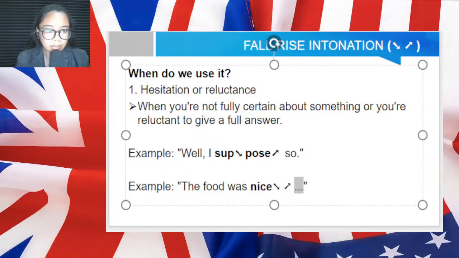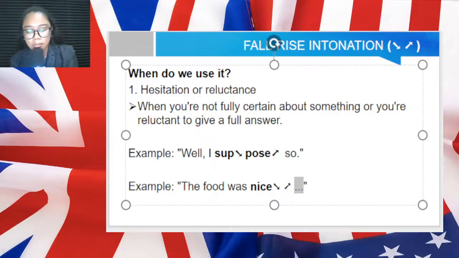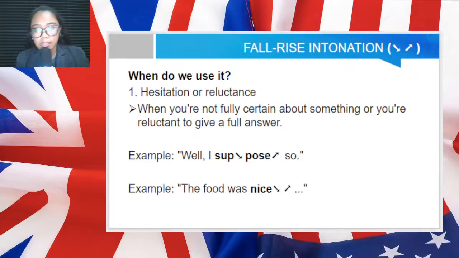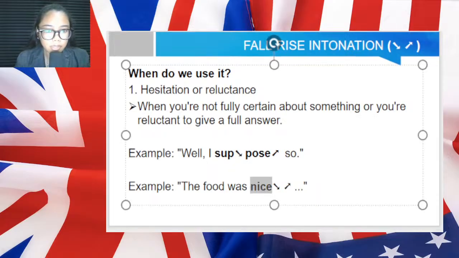This one, nice, is a one-syllable word, but it still was able to provide a full fall-rise intonation. So there are two different intonations that you can see here. Okay. Now here, we're focusing on the word nice, right? So let's focus on that.